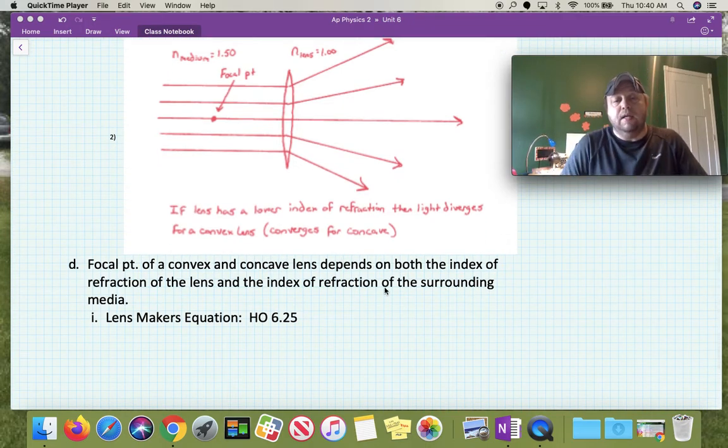So in the end here, the focal point of a convex and concave lens depends on both the index of refraction of the lens and the index of refraction of the medium.